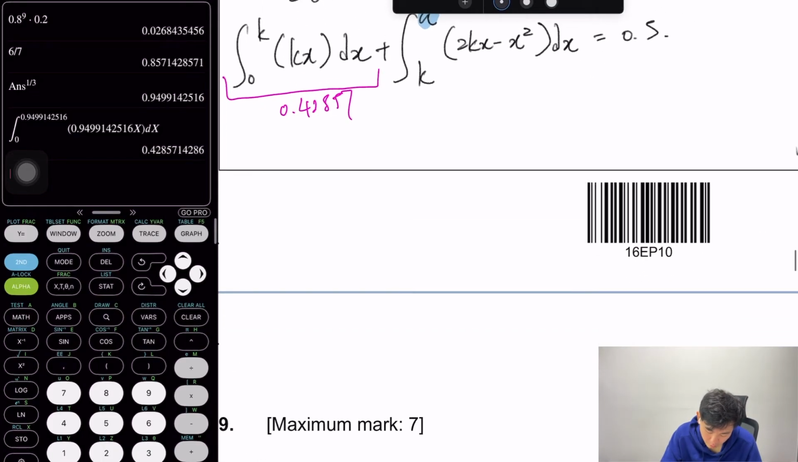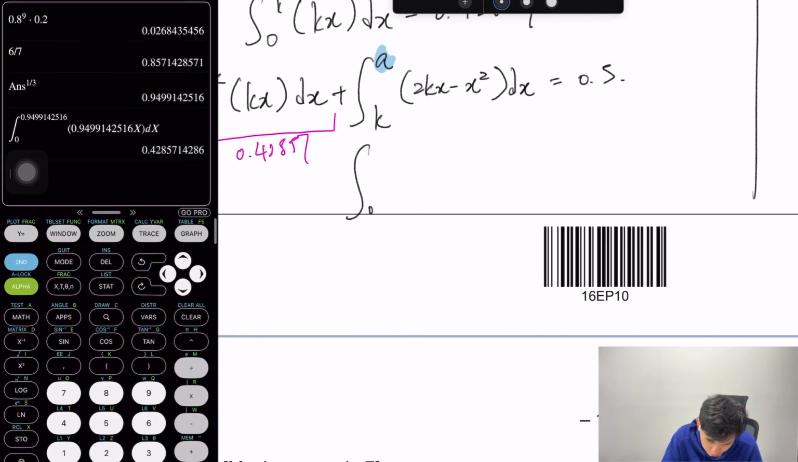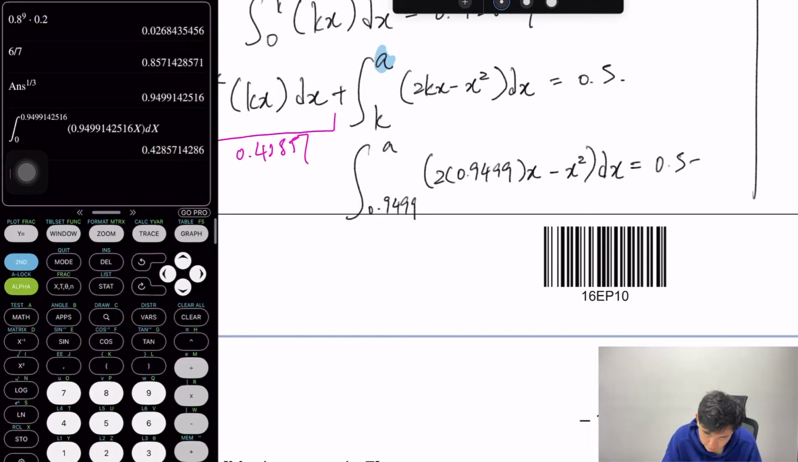So that means we can then rewrite this one as what? Actually, 0.9499 up to the a of our 2 times 0.9499. All right. And then times the x, and then minus the x squared, and then the dx is equal to basically 0.5 minus the 0.42857, right? Okay.